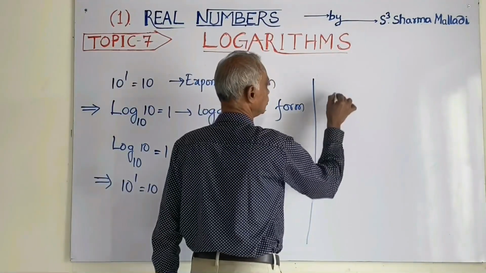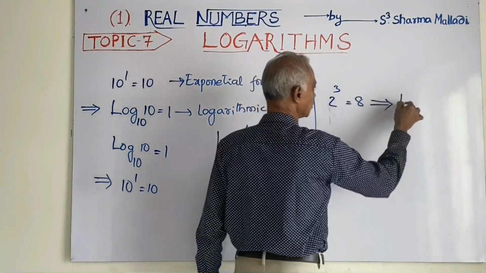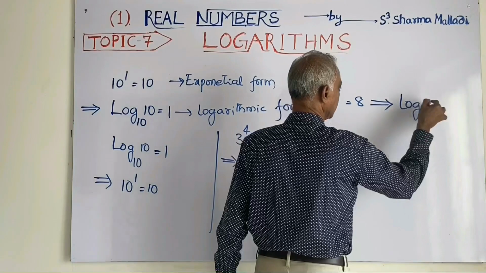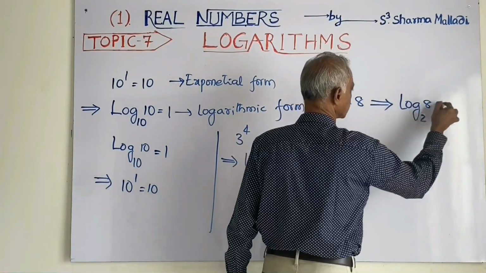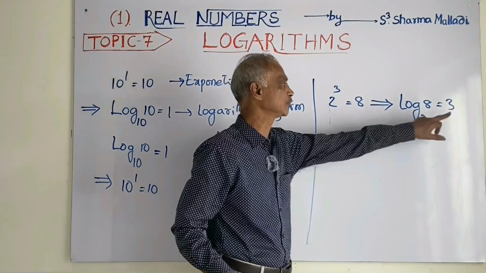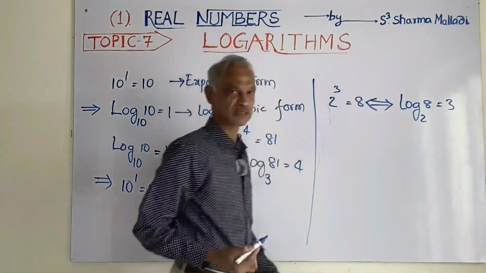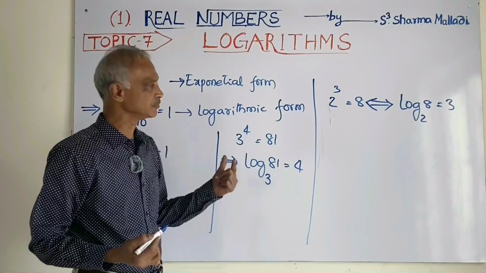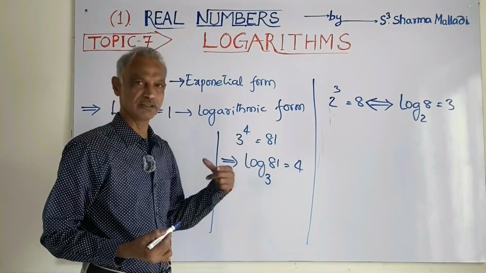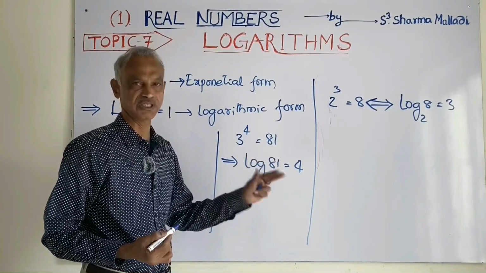I will write 2 cube is equal to 8. It can be written as log of 8 to the base 2 is equal to 3. And this can be written as 2 cube is equal to 8. Vice versa. Like this, 2 cube is equal to 8. And in logarithmic form, log 8 to the base 2 is equal to 3.